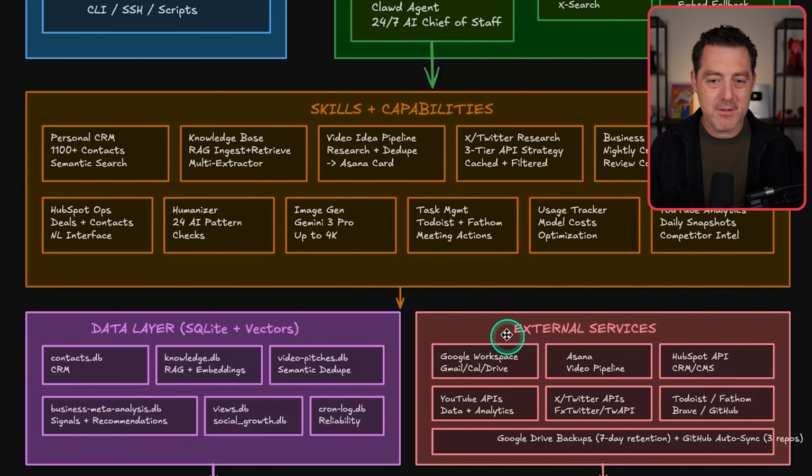Then I've plugged in a bunch of different external services. We have Google Workspace via GOG. I have Asana. I have HubSpot. I have Todoist, Fathom, Brave, and GitHub. I have X. I have YouTube's API. So much is happening right now.